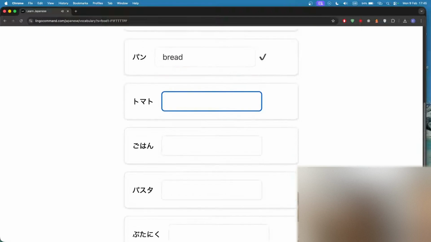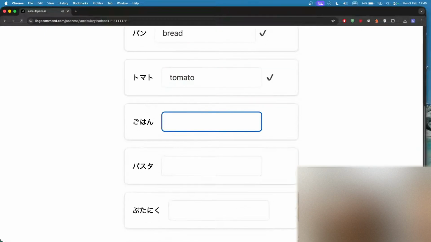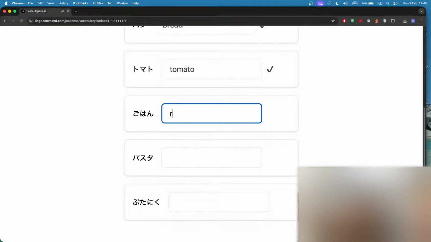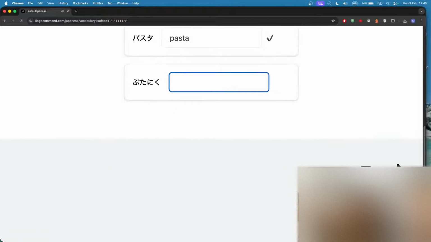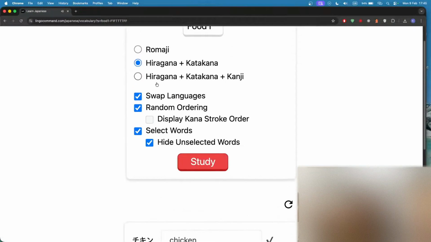This is bread. Tomato is tomato. Gohan is rice. Pasta is pasta. And butaniku directly translated means pig's meat, which is pork in English.